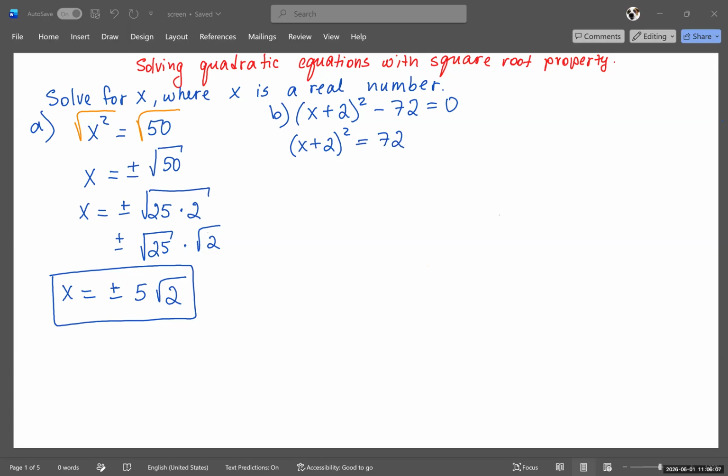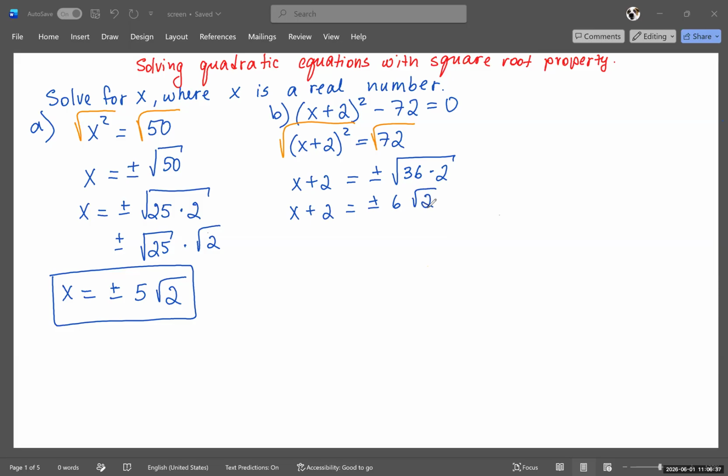Now at this point, you can take the square root of both sides. Please do not forget the plus or minus on the right-hand side. This is x plus 2. The square root and the square cancel each other out. Equals plus or minus the square root of 72. Now 72 is 36 times 2. So x plus 2 equals plus or minus. Square root of 36 is 6. Square root of 2 just gets rewritten.